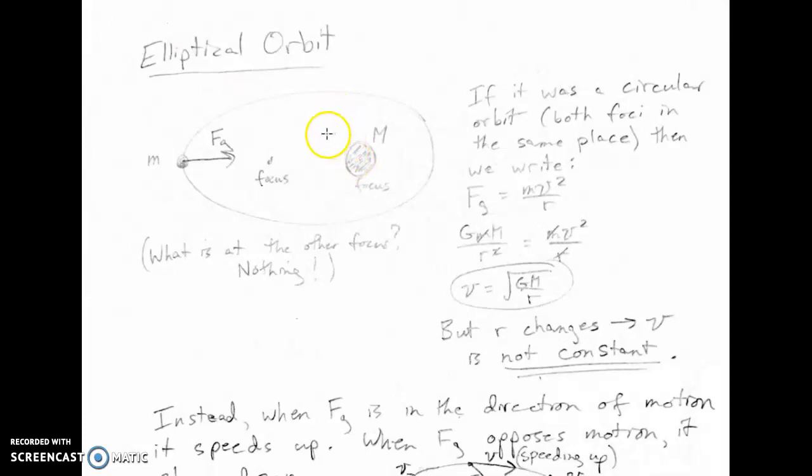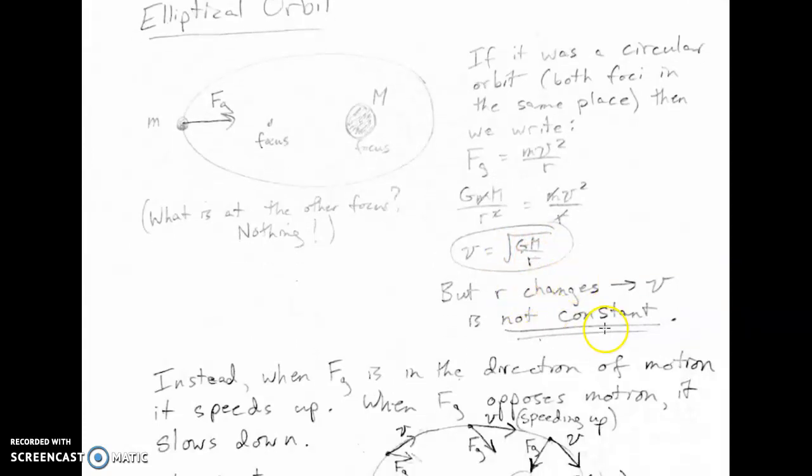If it was a circular orbit, which it would be if the two foci, or the two focus and the other focus, were at the same location, this would be a circle. That's a special case of an ellipse. And in that case, it would be circular motion, and you could say F equals mv squared over r, and then you could solve v equals the square root of GM over r, which we've done before. But in an ellipse the radius keeps changing, and so v is not constant.